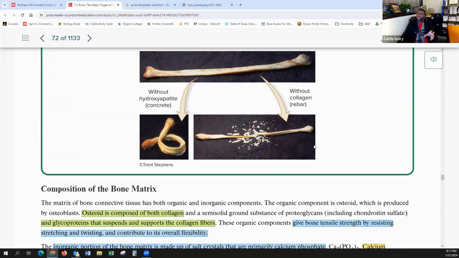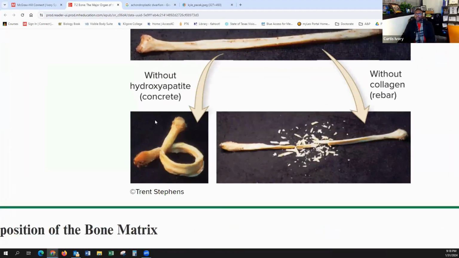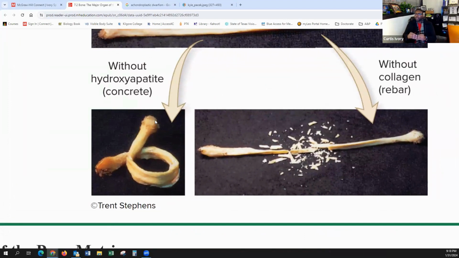So collagen essentially acts as rebar, which, if you've ever seen concrete being laid, is all these little bars that are tied together to give it structure. Hydroxyapatite is essentially the matrix, or the salts and the hardener of our bones. However, if you take away hydroxyapatite, which is what you see in this left picture over here, our bones would be the consistency of a gummy bear.